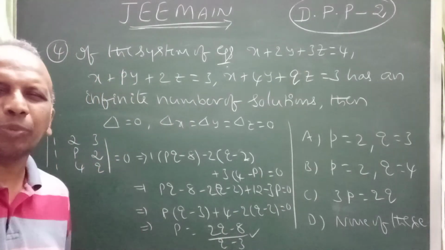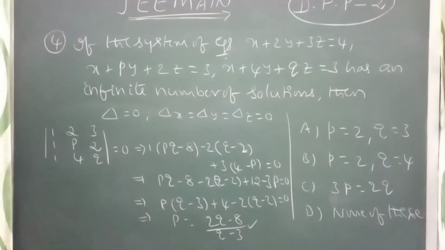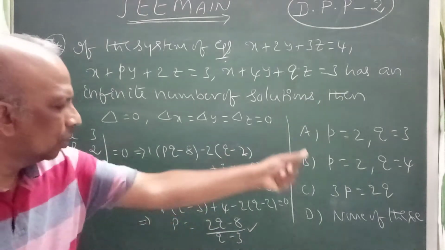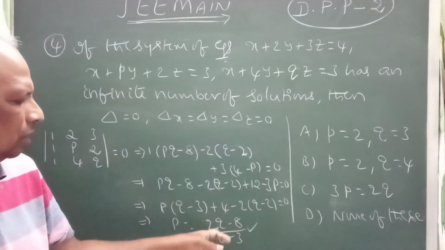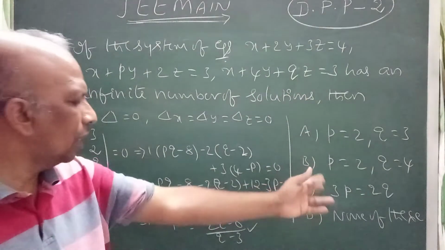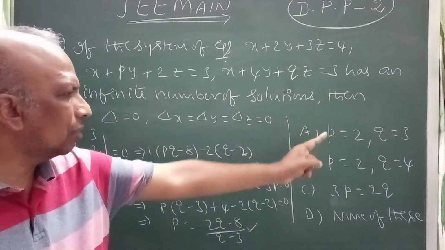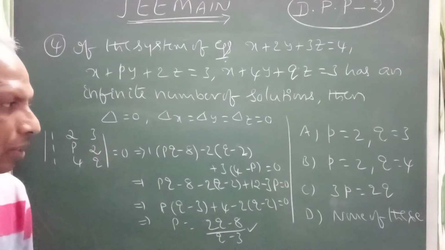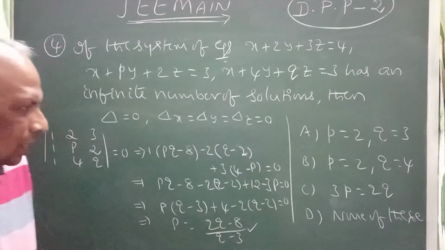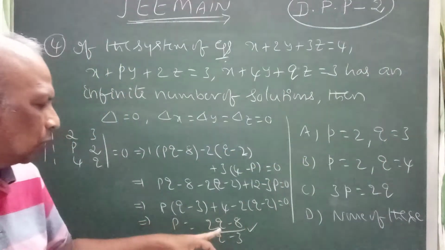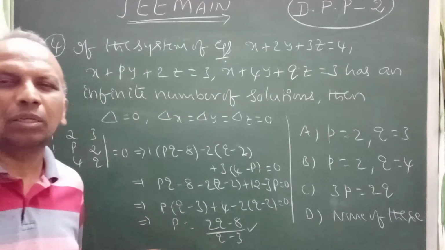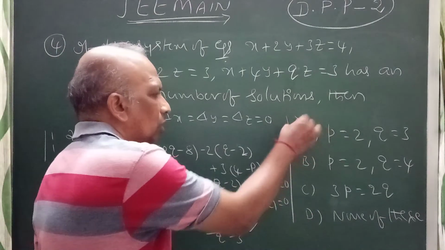I got the relation between p and q, right? Just to simplify: minus 2q plus 4, 8, 2q minus 8 by q minus 3, we got this. Now you can see if the relation is satisfying this. They are given p equal to 2, q equal to 3. These are the values, but I got p as a relation like this. For example, verify q equal to 3, I can't consider q minus 3. So I can eliminate this, it is not your answer.